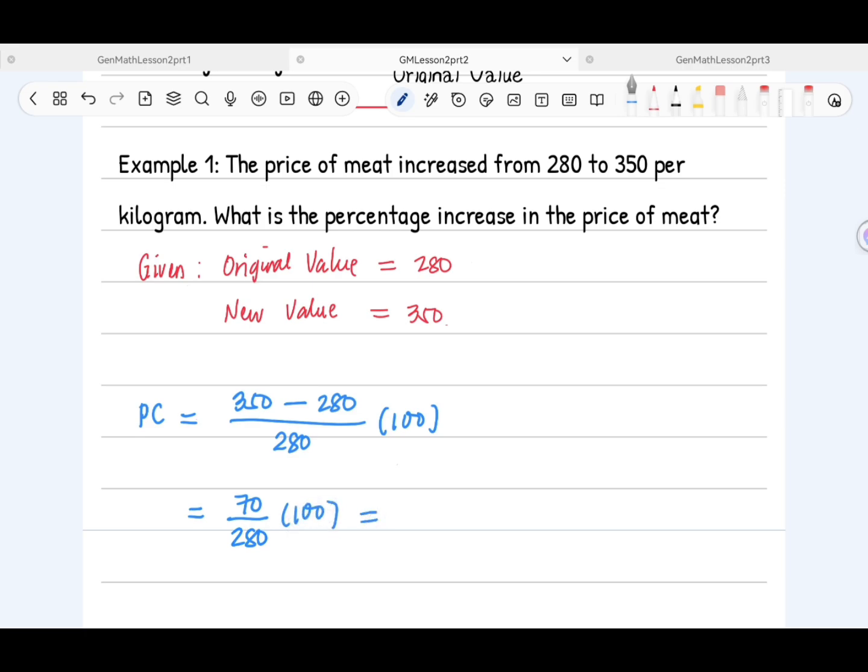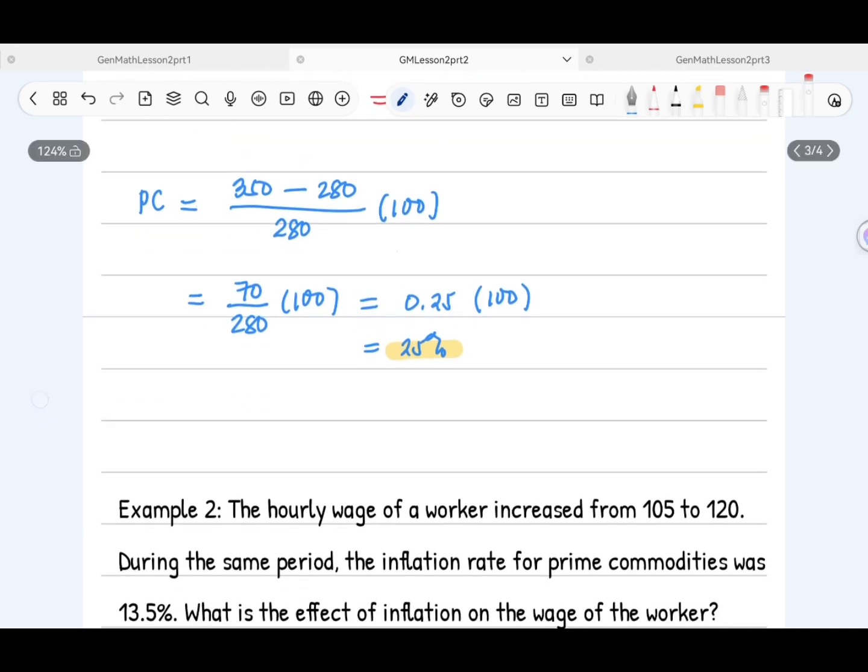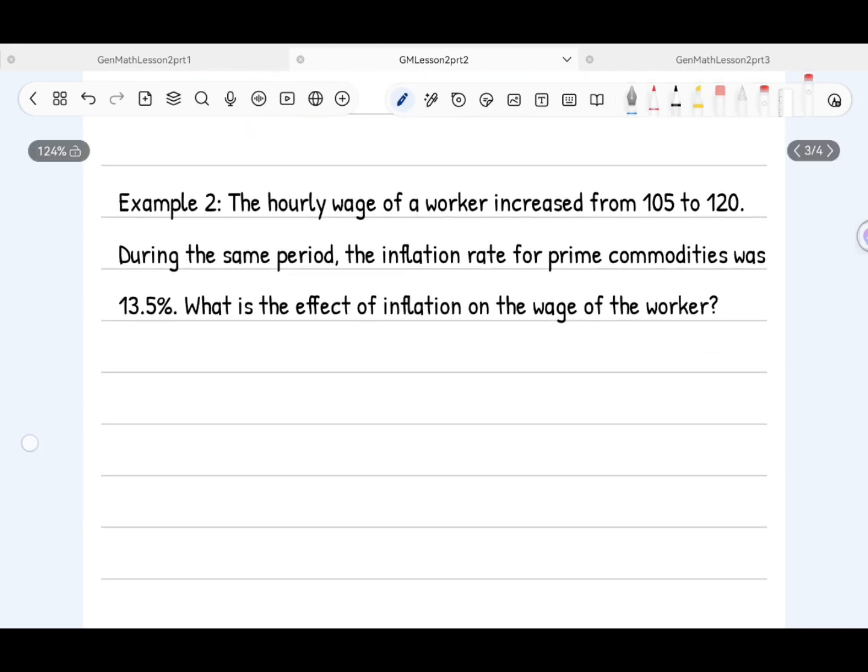Then let's divide 70 divided by 280, that is 0.25 times 100, and it will give us 25%. So therefore, the percentage increase in the price of meat from 280 to 350 is 25%. Now let's have our example number 2.